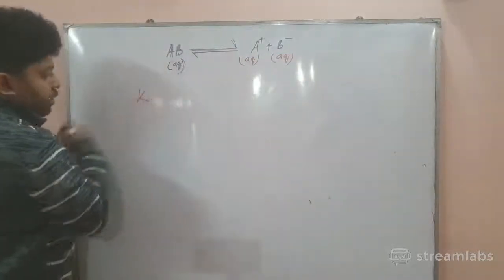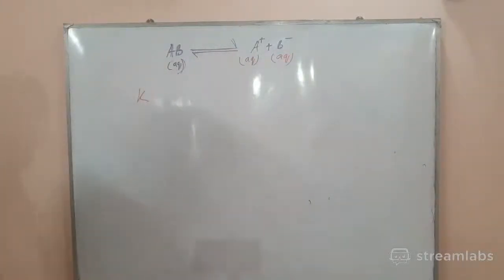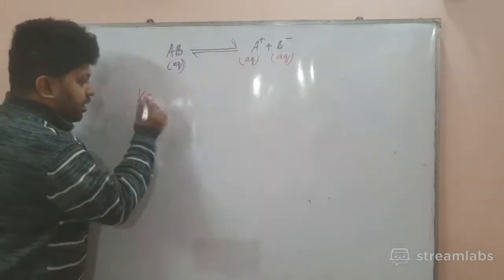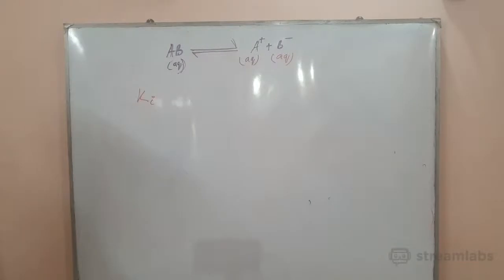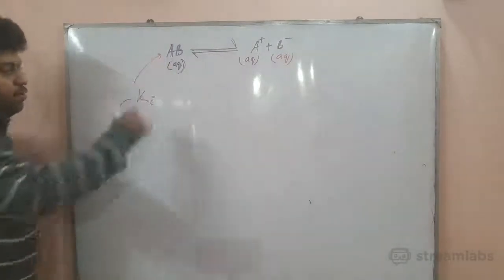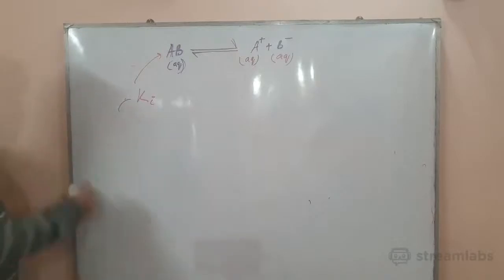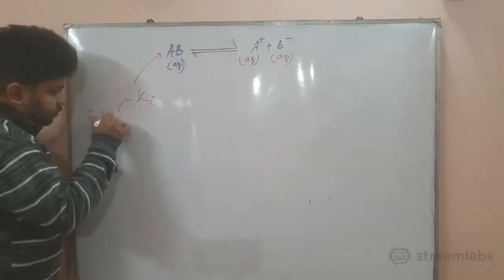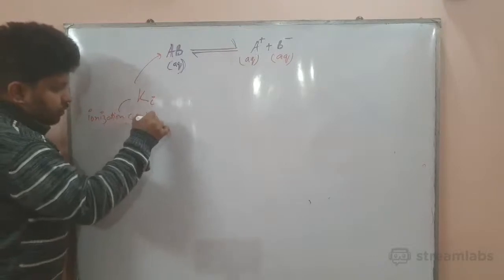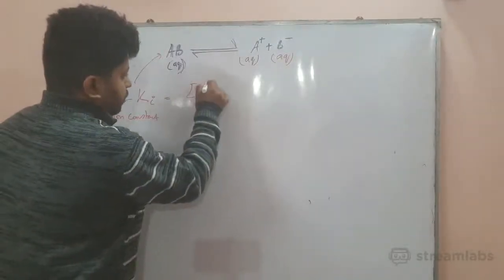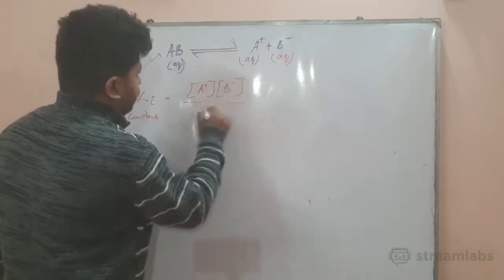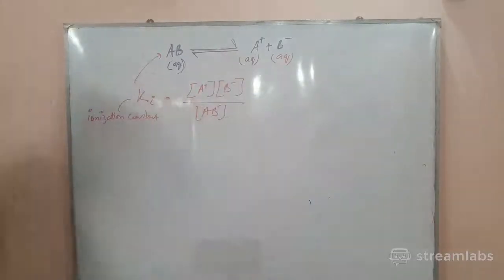Now, K for this, Kc, we used to say Kc. What is Kc? Equilibrium constant. So, in case of ionic equilibria, we say ionization constant. The Kc becomes Ki in case of ionic equilibria. So, we will call it the ionization constant, and it will be the same formula.